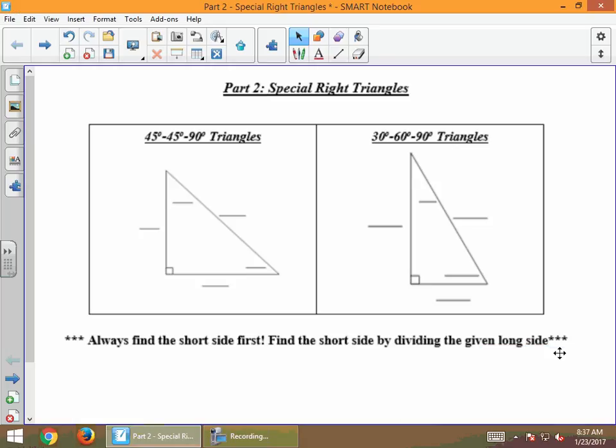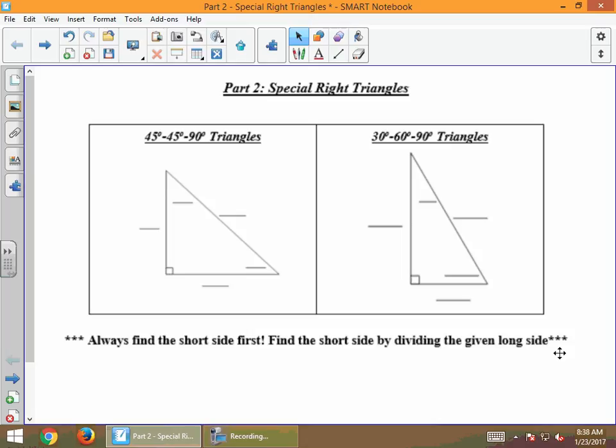In this lesson, we're going to continue to look at special right triangles, but we're going to take a look at what happens when you're not given your short side. In the previous lesson, we dealt with solving right triangles when you're given the small side. Again, sometimes you're not always given that side, so we're going to talk about that kind of scenario in this lesson.